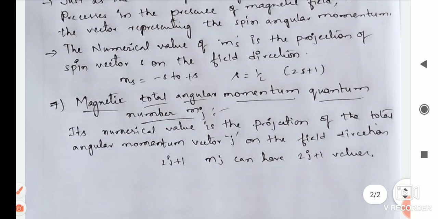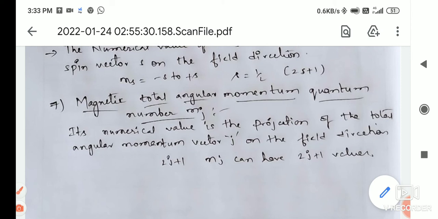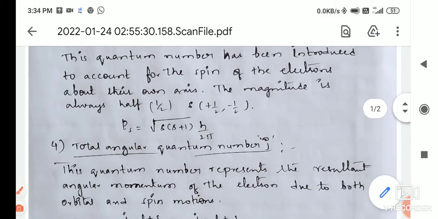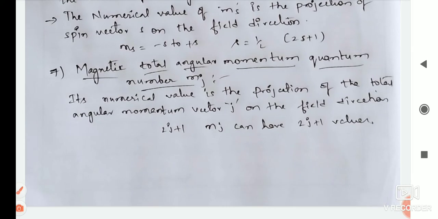Next we have the magnetic total angular momentum quantum number. We saw the magnetic orbital quantum number and also the magnetic spin quantum number. Now the magnetic total angular momentum quantum number is nothing but Mj. Mj is equal to Ms plus Ml. So here the projection of J, the total angular momentum quantum number, which we already saw, gives the Mj.